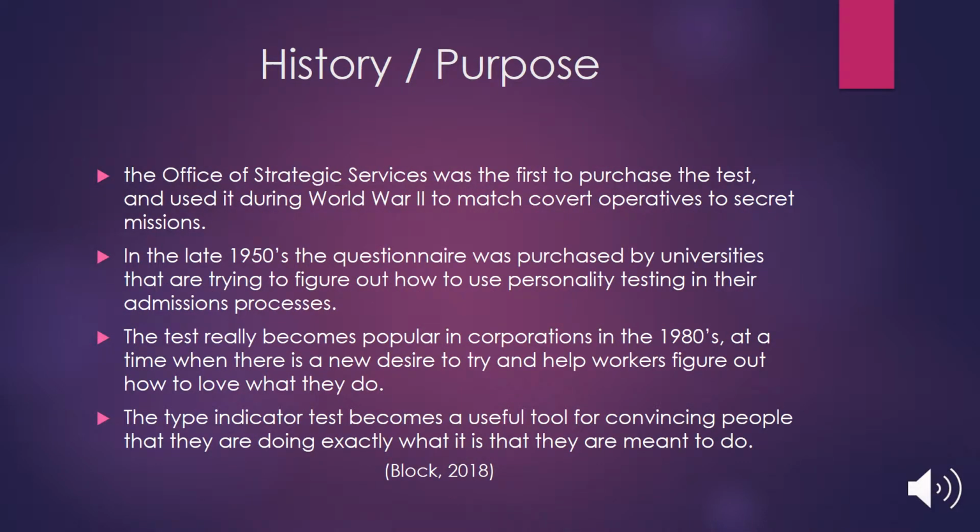The Office of Strategic Services was the first to purchase the test and used it during World War II to match covert operatives to secret missions. In the late 1950s, the questionnaire was purchased by universities that were trying to figure out how to use personality testing in their admissions processes. The test really becomes popular in corporations in the 1980s, at a time when there is a new desire to try and help workers figure out how to love what they do. The type indicator test becomes a useful tool for convincing people that they are doing exactly what it is that they are meant to do.